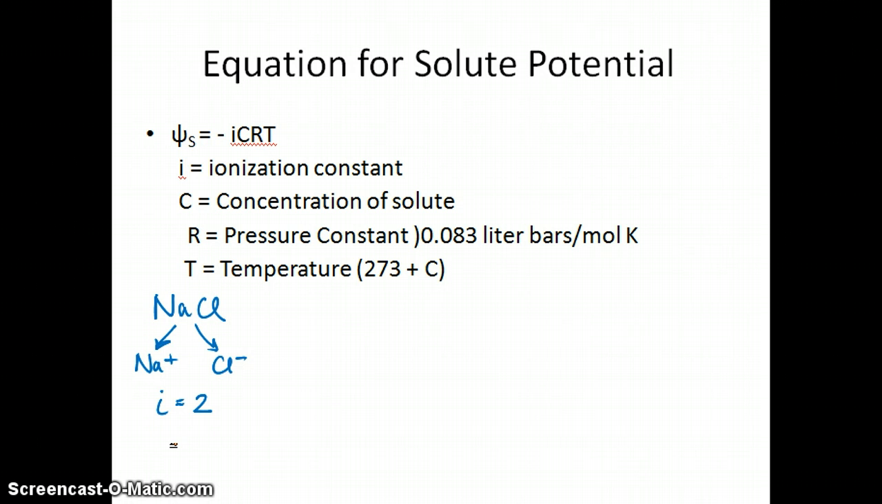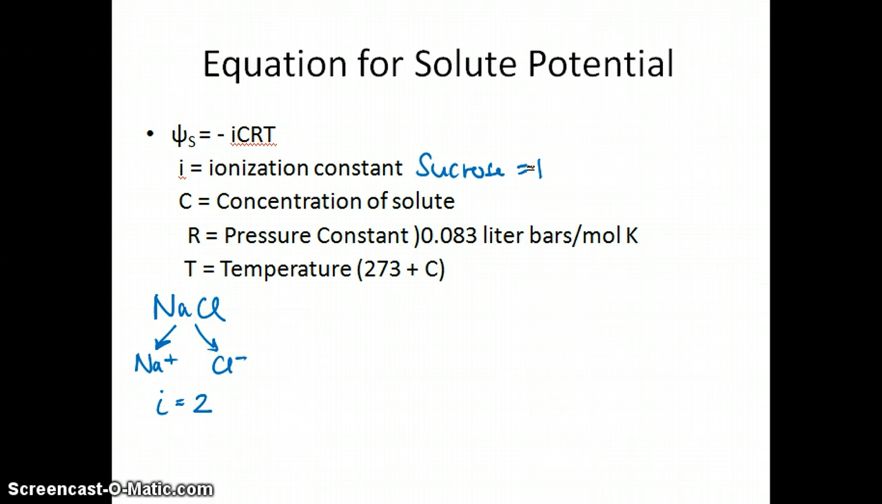We have been using sucrose in our lab. You need to be asking yourself at this moment, does sucrose form ions? And your immediate answer, because you are so good at chemistry, should be no. It is a molecule, it's not an ionic compound. And so therefore, for sucrose, the i is 1. It does not form ions, and so its ionization constant is 1.